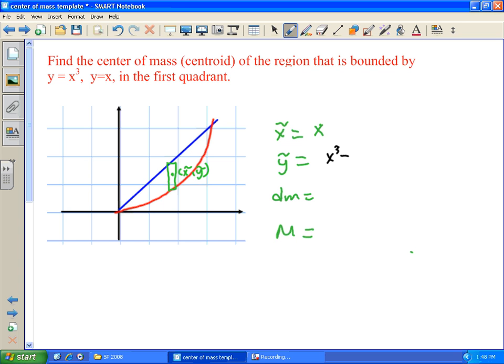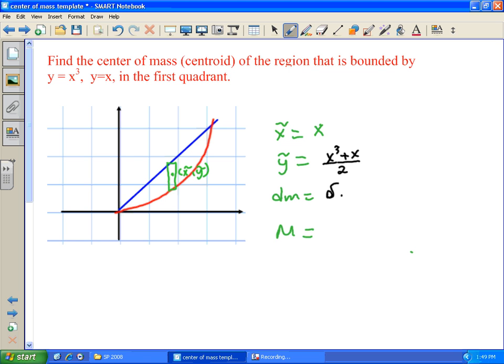X cubed plus x over 2. As I was going around, I saw several of you had a minus sign. It's a common mistake. But remember, here you're finding an average height. If you have two y values, you average it out just like test scores, add them up and divide by 2. Okay, dm is the area, or rather the mass of your thin rectangle, which is density times area.